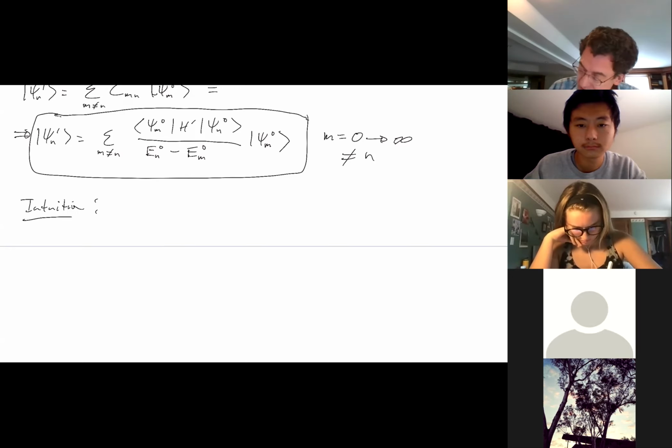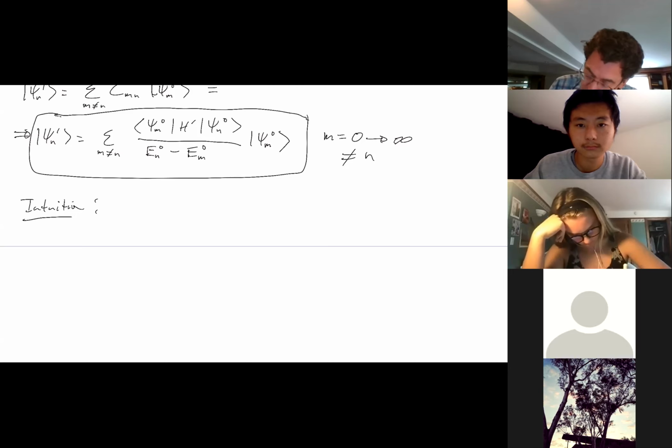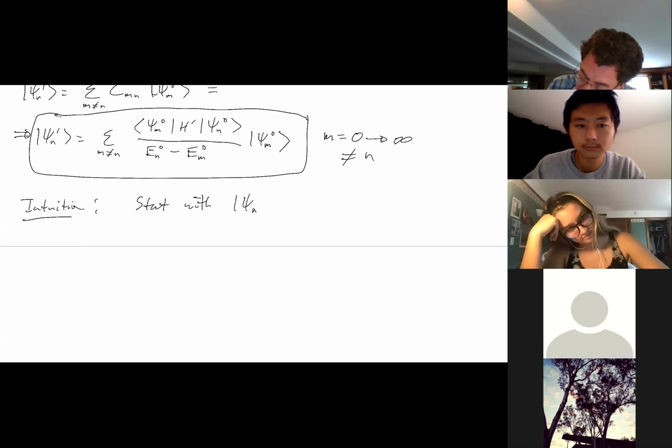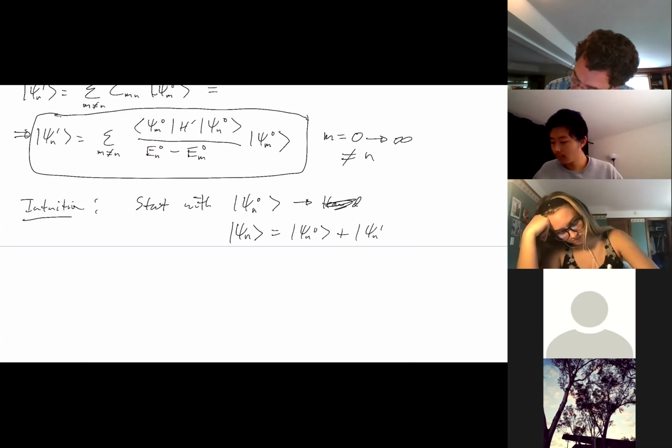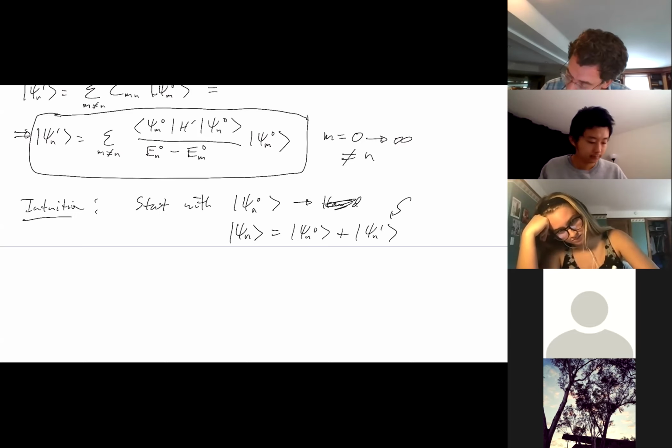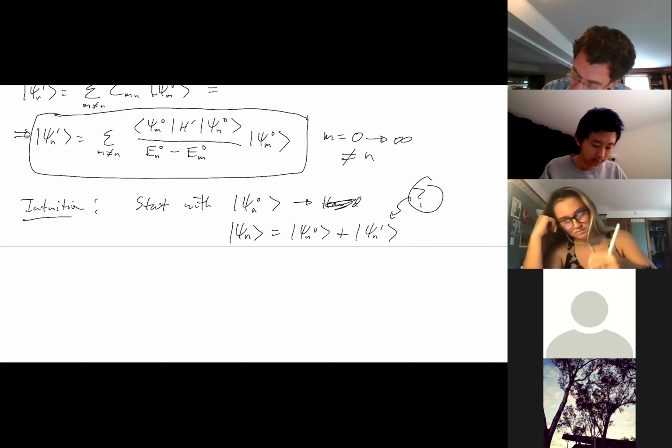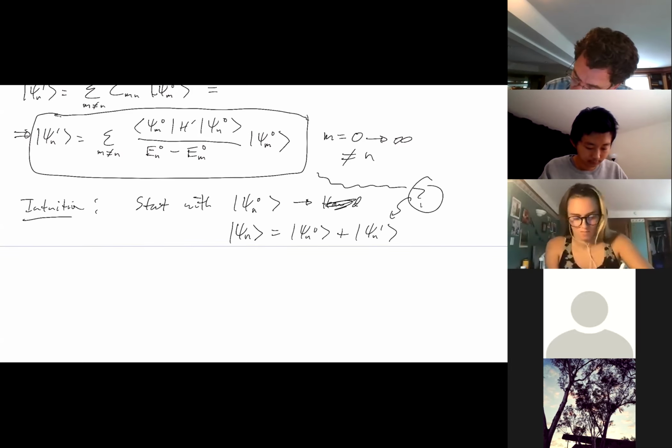This is the way to think about it. Remember, we start with psi n naught, which is an eigenstate of h naught. We know that psi n is equal to the old state, psi n naught, plus the correction. So the question is, what is this correction? We just calculated it, but what's the meaning of it?